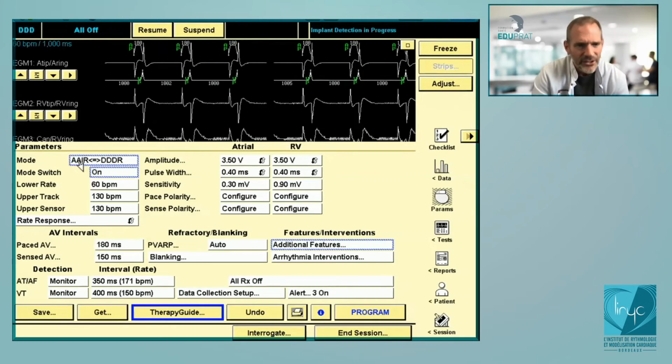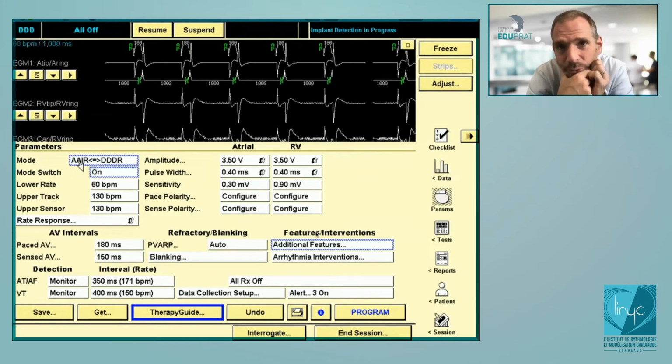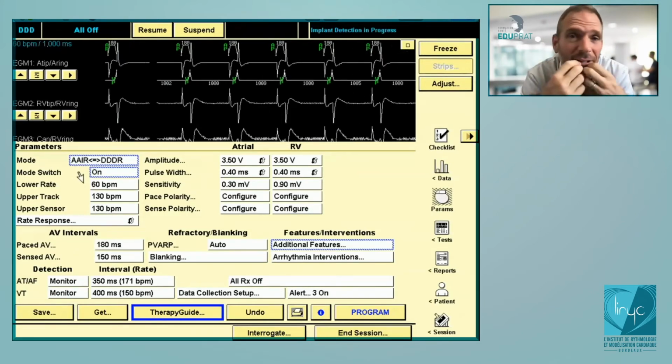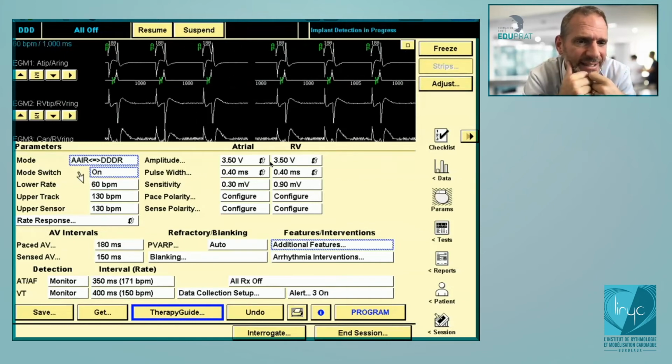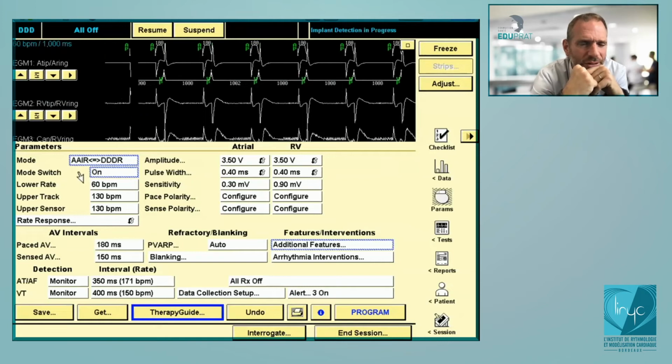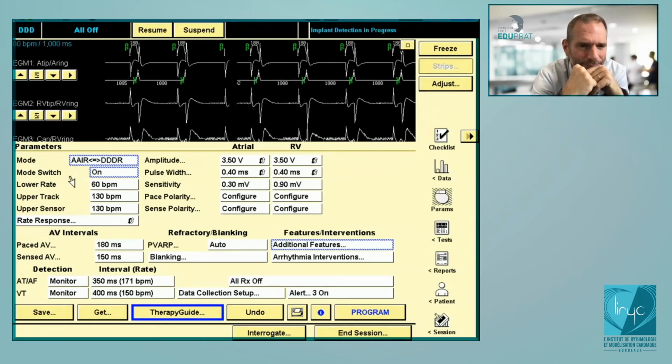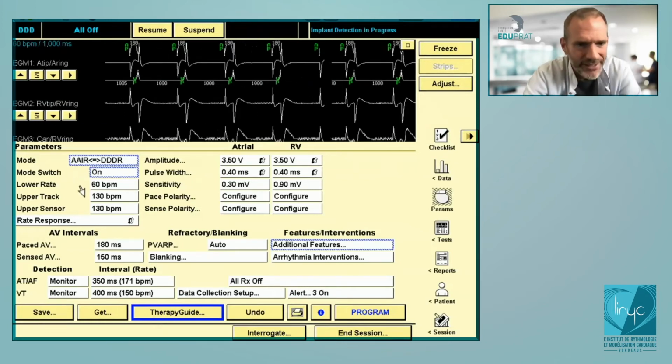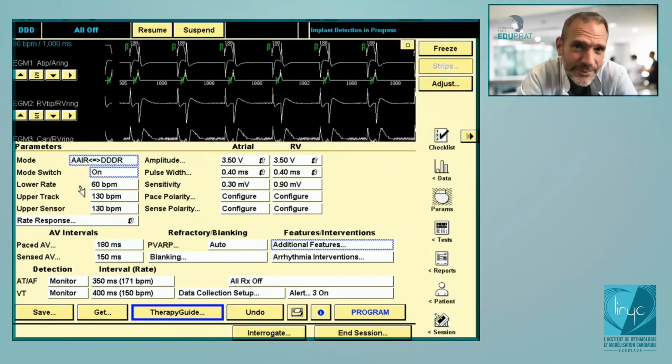Then the rates, the lower rate, 60 beats per minute, I think it's acceptable. Usually I leave it like that. Then these two rates, the upper track and upper sensor. So the upper track, 130 beats per minute.